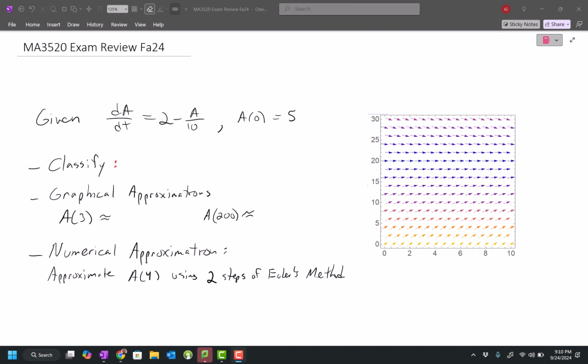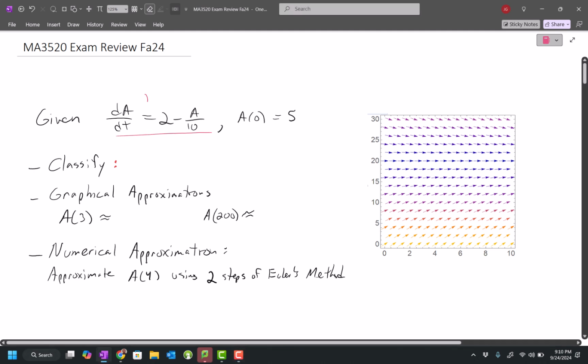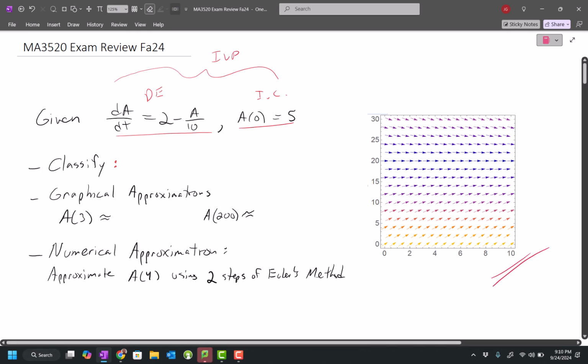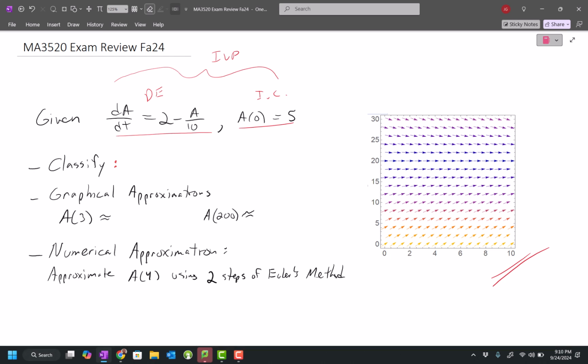The first problem says, given this differential equation, dA/dt equals 2 minus A over 10, and this initial condition, A of 0 equals 5, see if you can work with this initial value problem. Specifically, see if you can classify it by order, linearity, and autonomy. Then, given the slope field to this differential equation, which is given here to the right, see if you can approximate A of 3 and A of 200. And then see if you can use your numerical approximation to A of 4 using 2 steps of Euler's method. See if you can pause the video and work through those problems.